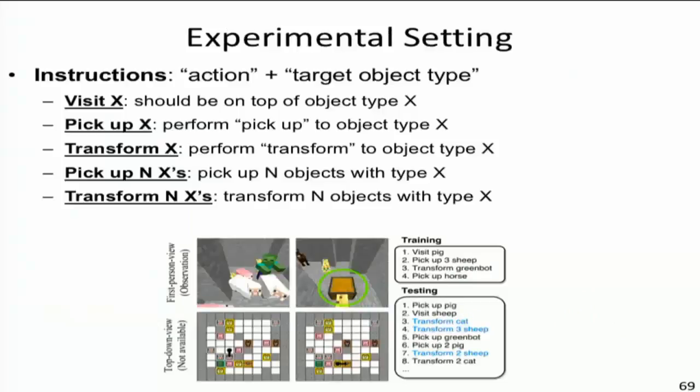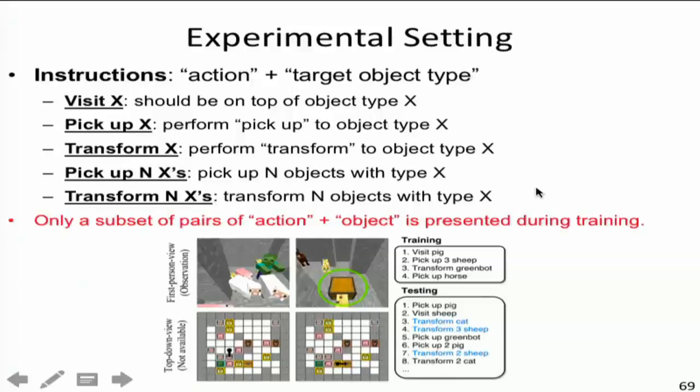Okay, so the experimental protocol is quite similar, but the agent can now behave a sequence of subtasks. Also, it has to pick up or transform some different numbers of objects when necessary. And again, we only provide some specific pairs of action and object, and also we only provide some subset of this possible sequence at training time.